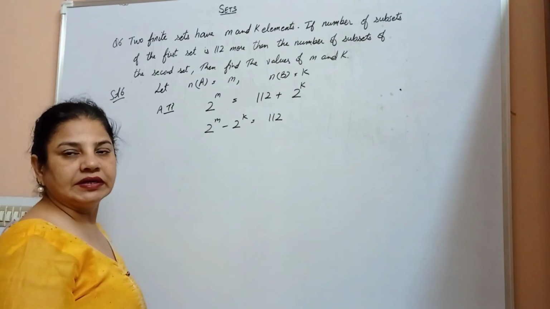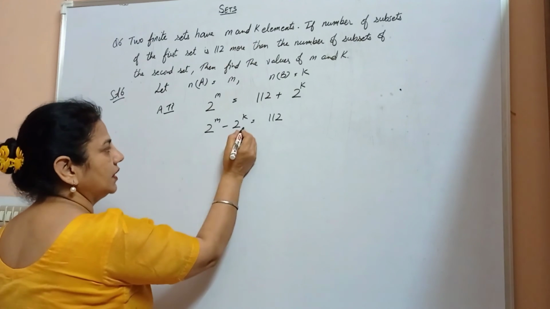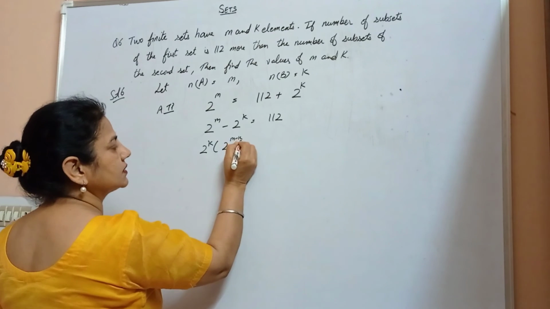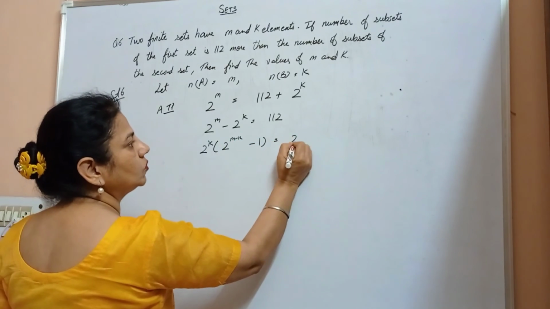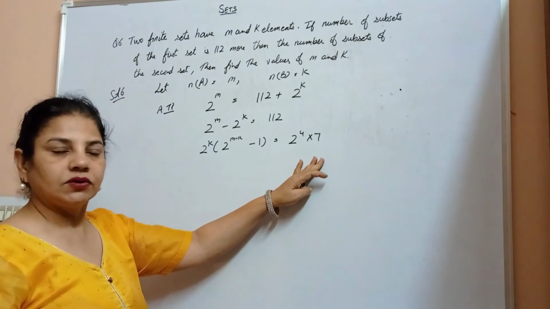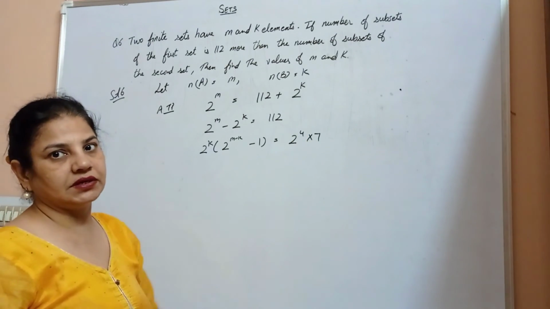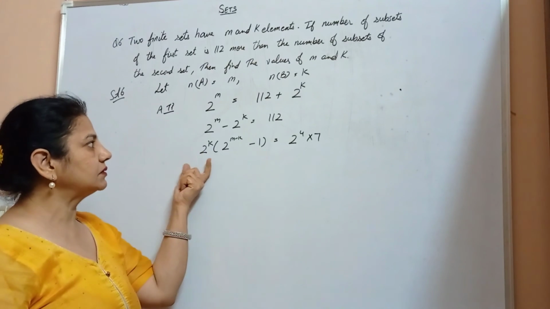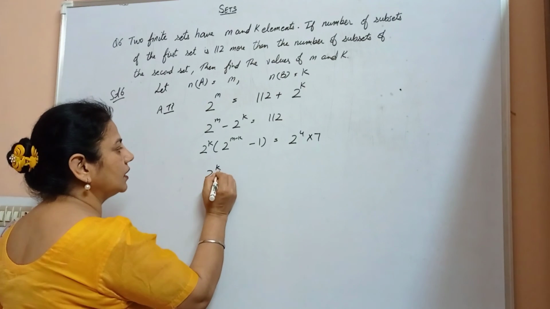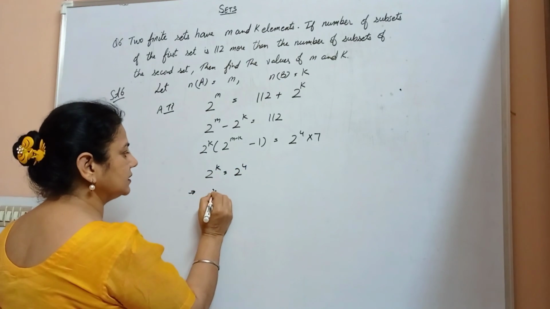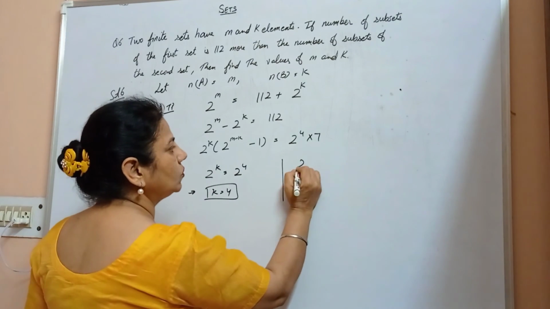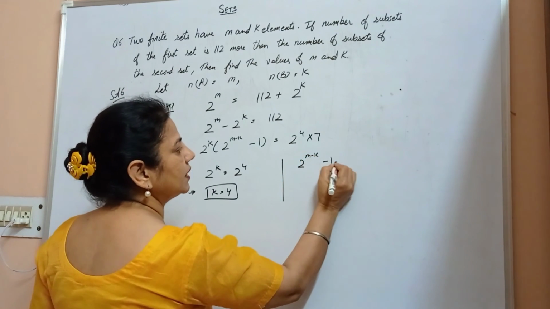Make the factors of 112 in terms of 2. If I take 2 to the power k common on the left-hand side, I have 2 to the power k times (2 to the power m minus k, minus 1) equal to 2 to the power 4 into 7, because 16 sevens are 112. 2 to the power 4 is 16. Now I will compare the two brackets. First, 2 to the power k is equal to 2 to the power 4, which implies the value of k is 4.